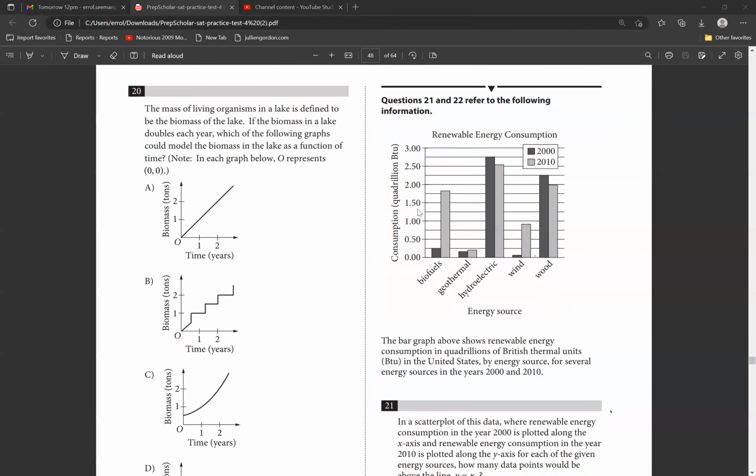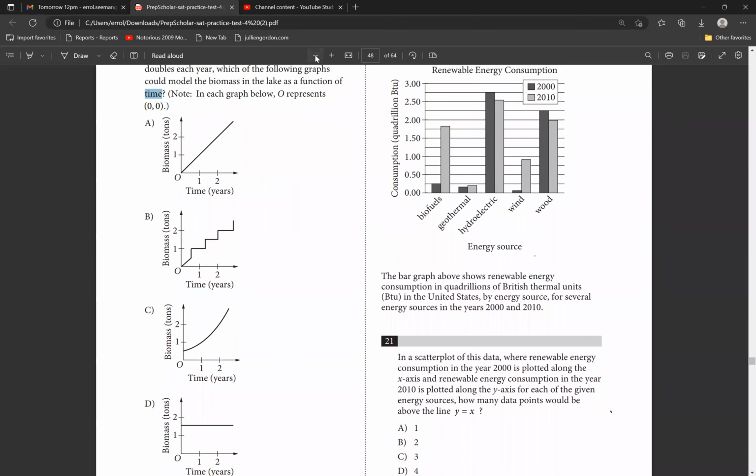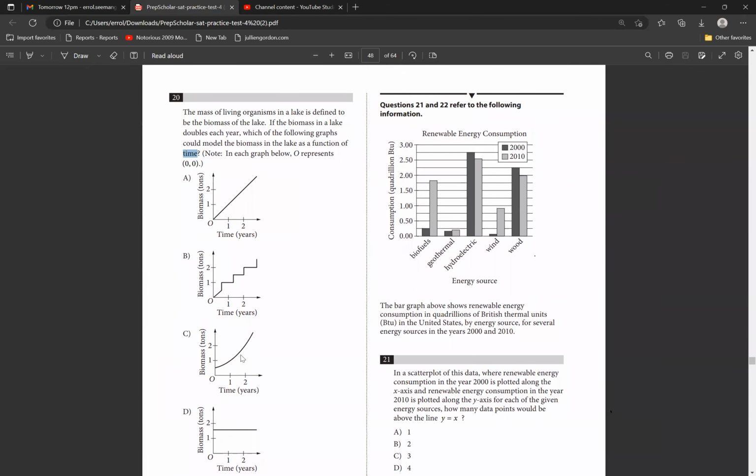Nineteen, 20. The mass of living organisms in a lake is defined to be the biomass of the lake. If the biomass in a lake doubles each year, which of the following graphs could model the biomass in the lake as a function of time? Note, in each graph below, O represents 0, 0. Okay, so if it's doubling every year, which one? C? Yeah. Or would it be A?